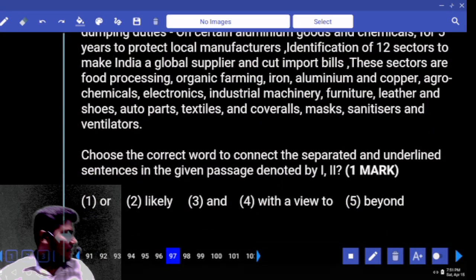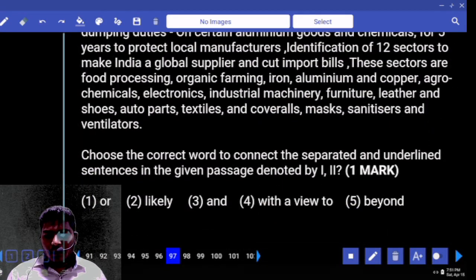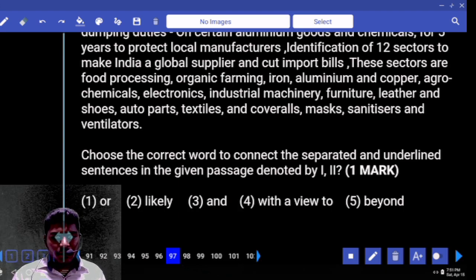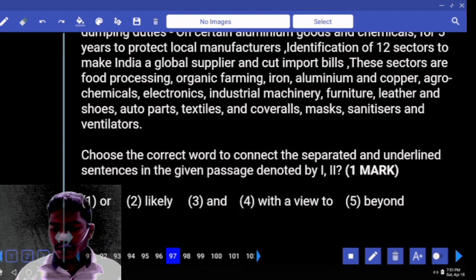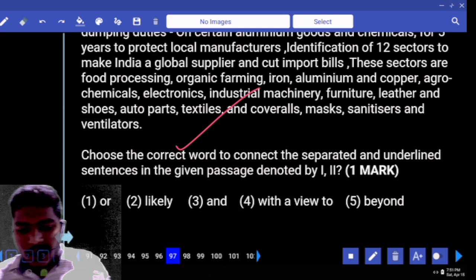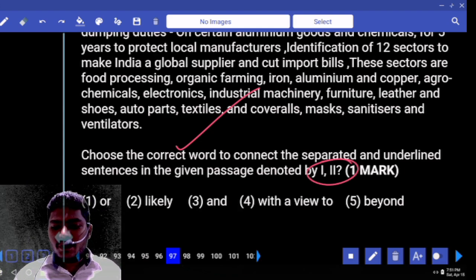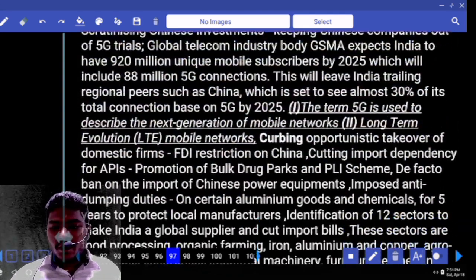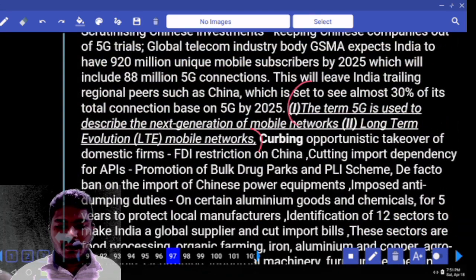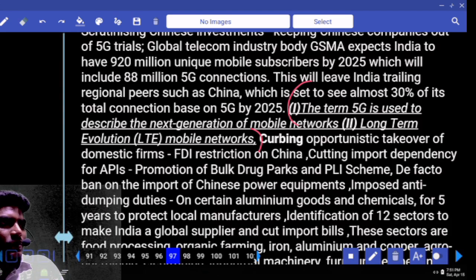Okay, fine. Let's start with the vocab sections first, grammar sections first. So choose the correct word to connect the separated and underlined sentences given as Roman number 1 and 2. We have Roman number 1 and 2, and we have to connect these two sentences using the options given below.